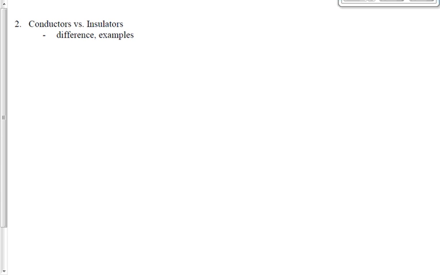Give me an example of a good conductor. In general, metals, right? Silver is a great conductor. Gold is a fantastic conductor. Copper is a good conductor. Aluminum is a good conductor. Basically, all metals. Give me an example of a poor conductor. Wood is a very poor conductor. It is a good insulator. So poor conductors are good insulators and vice versa.